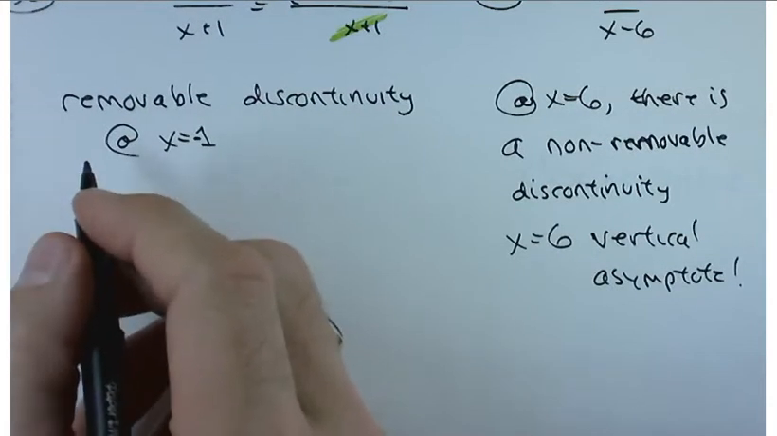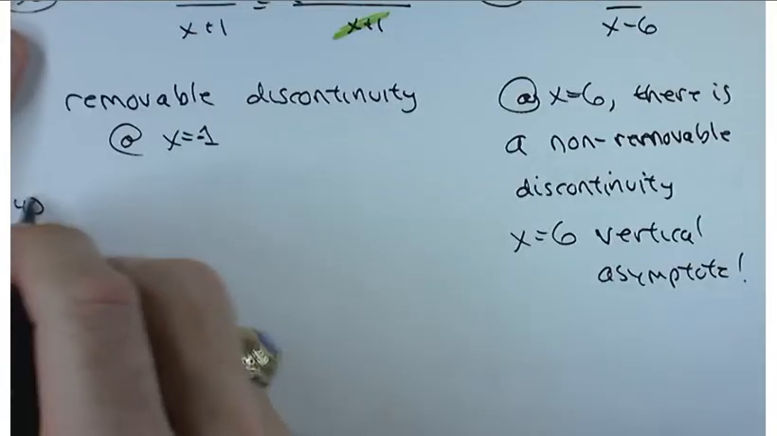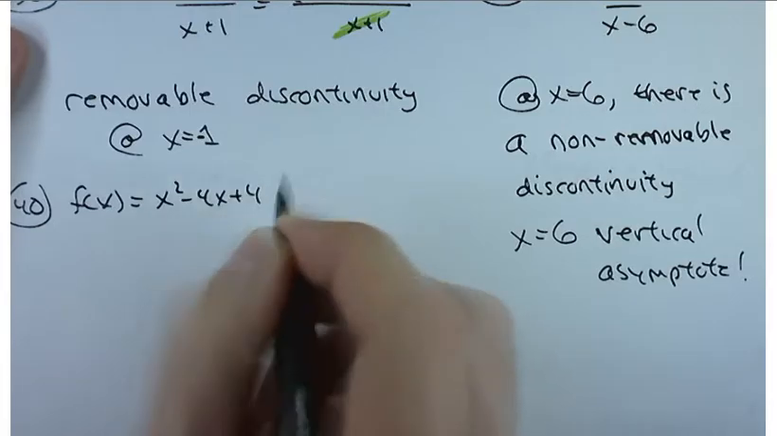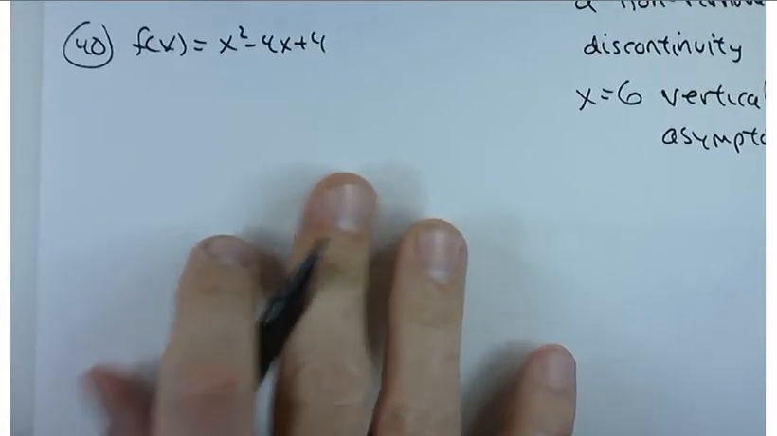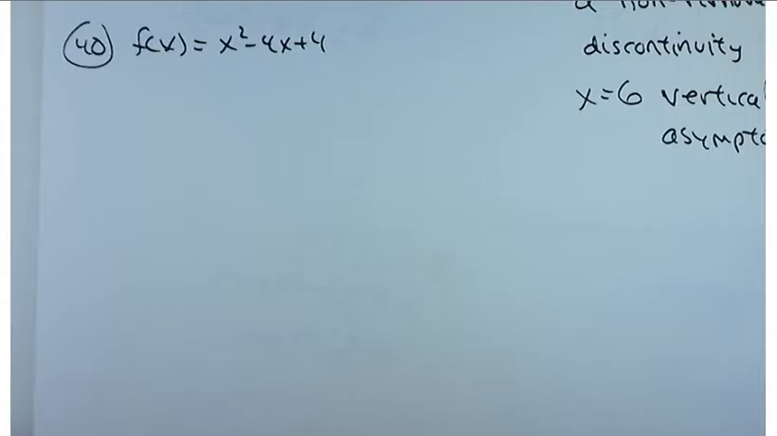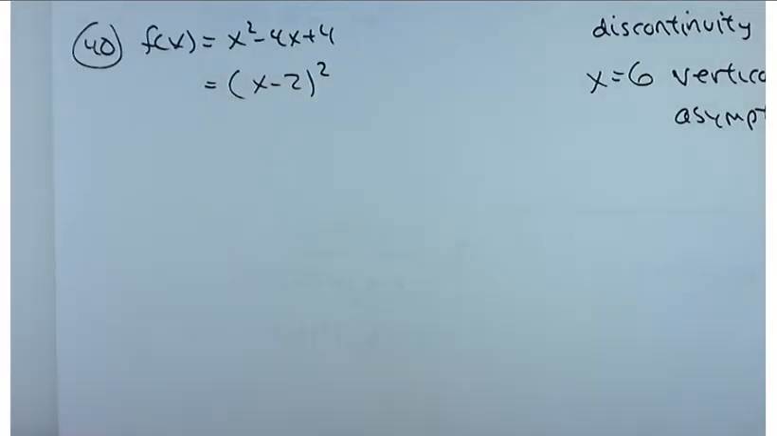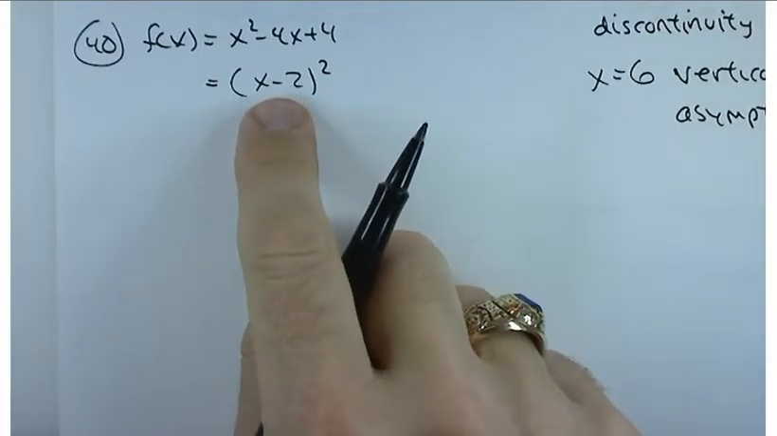What can we say about the continuity of this function? Problem number 40. f of x is x squared minus 4x plus 4. Is that going to have any points of discontinuity? Is there a place where you could have a denominator equal to 0? No. You're right if you're looking at that and going, gee, that's x minus 2 squared, but that's only really telling you the shape of this. This is a parabola with a vertex at x equals 2, and it's facing up.